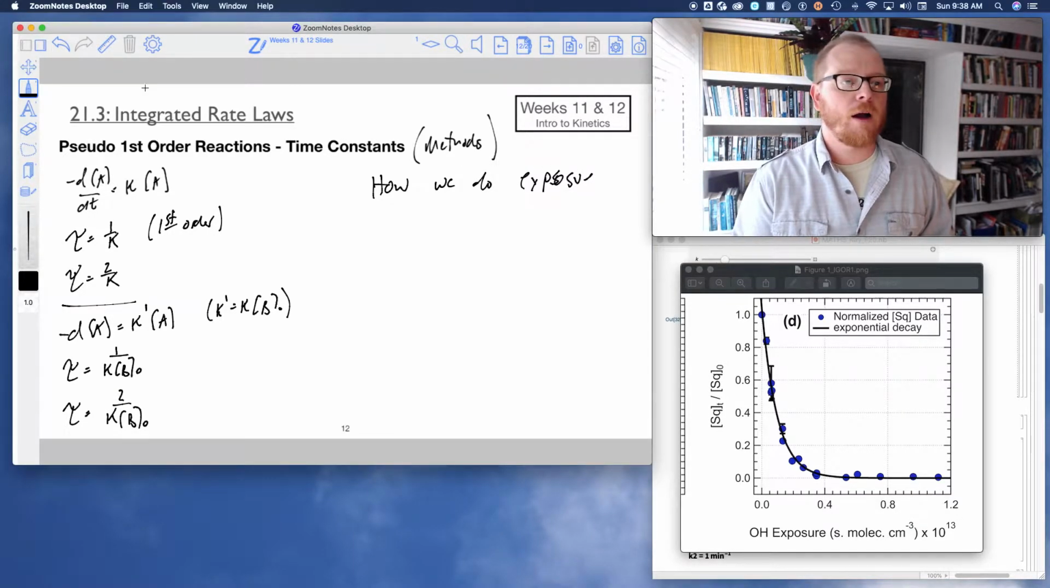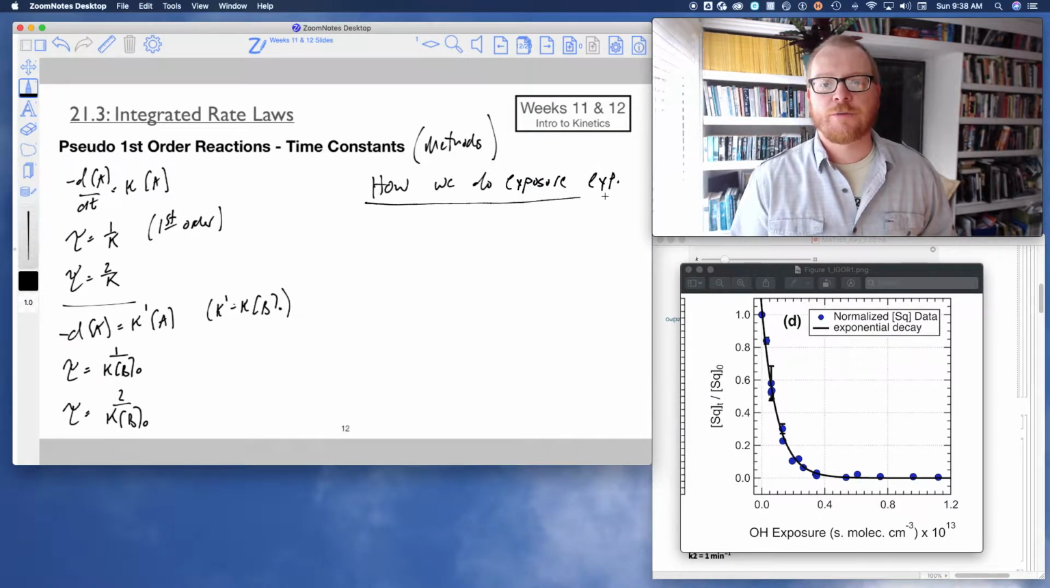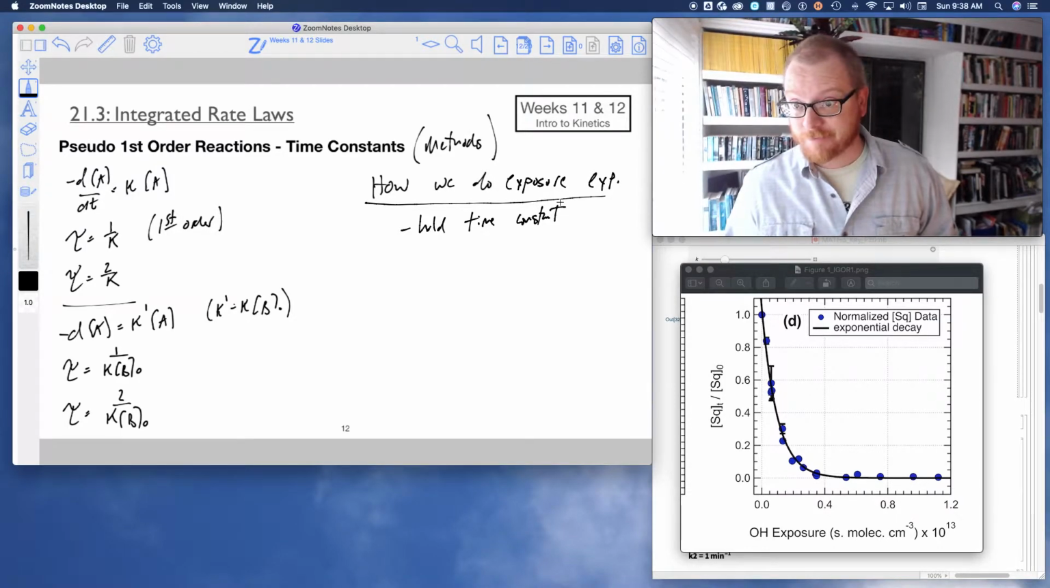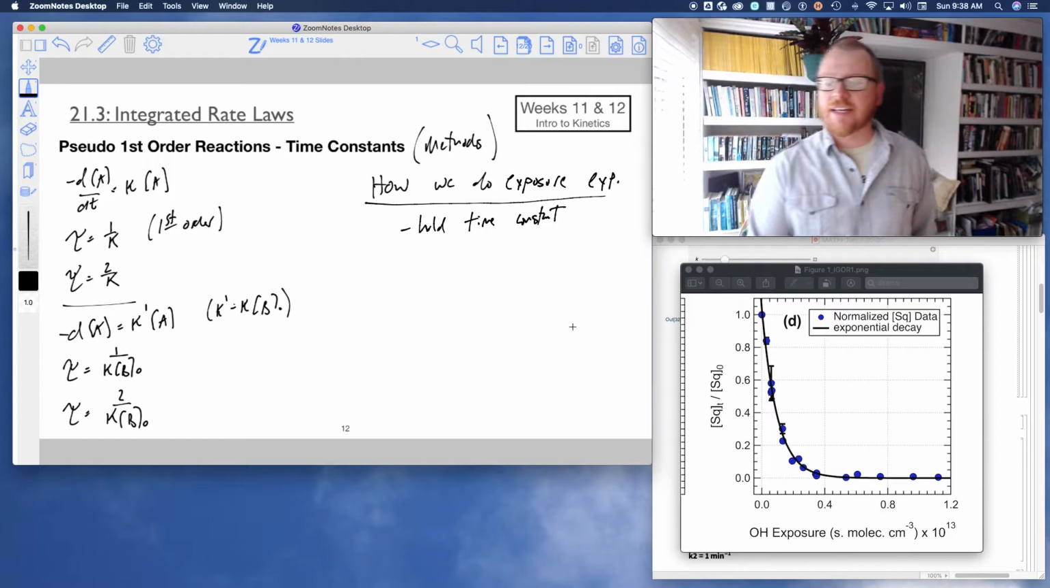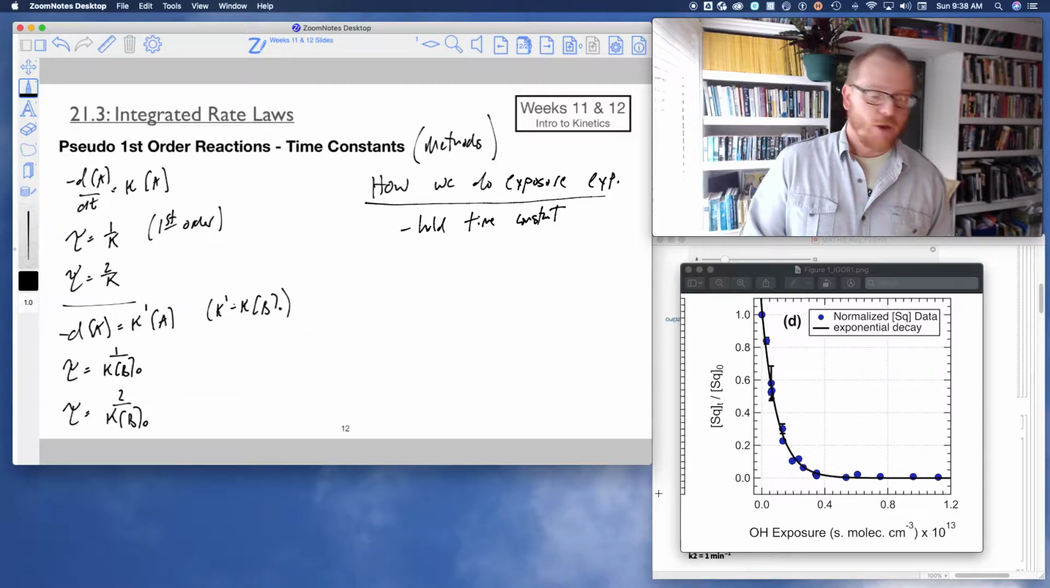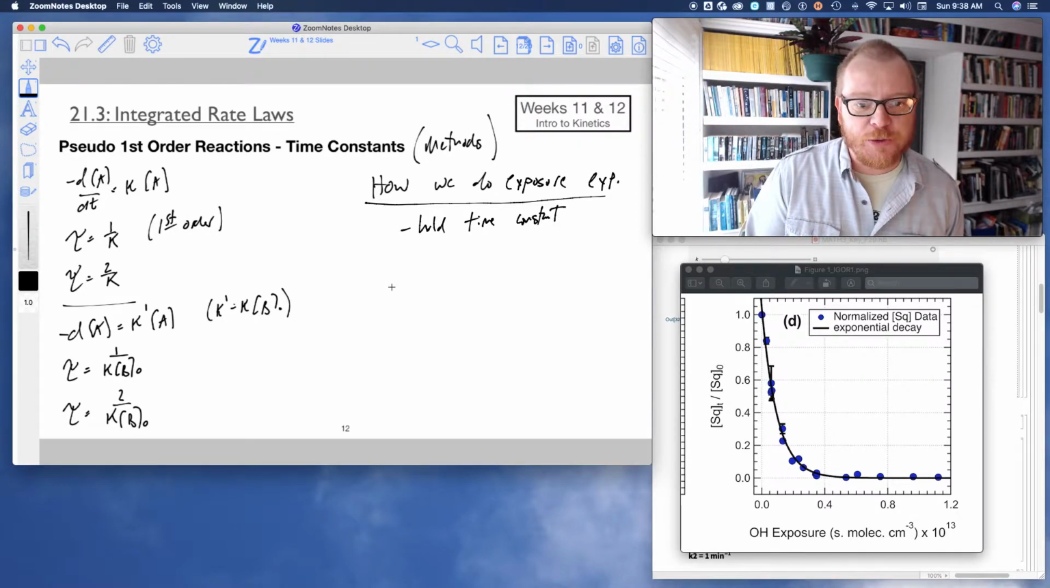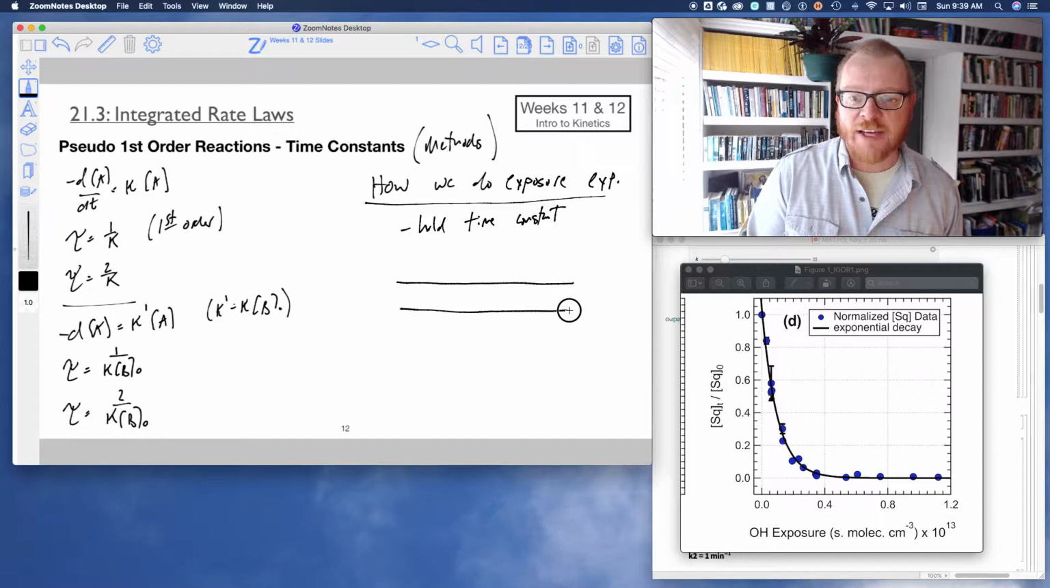So I'm going to say how we do exposure experiments. First thing, hold time constant. If you're holding time constant, then how do you vary that x-axis? Well, what you can do is use a flow tube. And this can actually be done in the gas phase or liquid phase. I'm going to describe this for the gas phase.